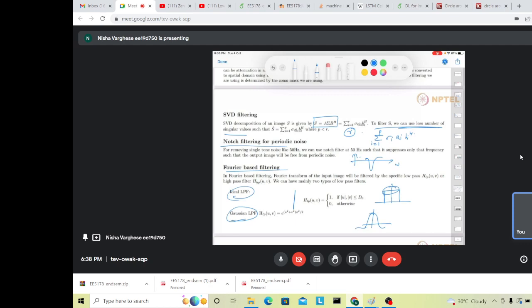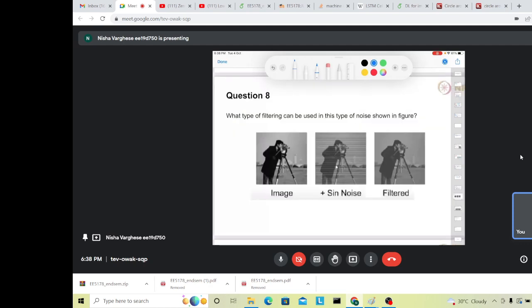Question 8. What type of filtering can be used for the type of noise shown in the figure? Here you can say that it is a plus sign noise. It has a single tone frequency, so that should be filtered out. So we have to use a notch filter like this, and we'll get this filtered output. So the filtering is a notch filter.